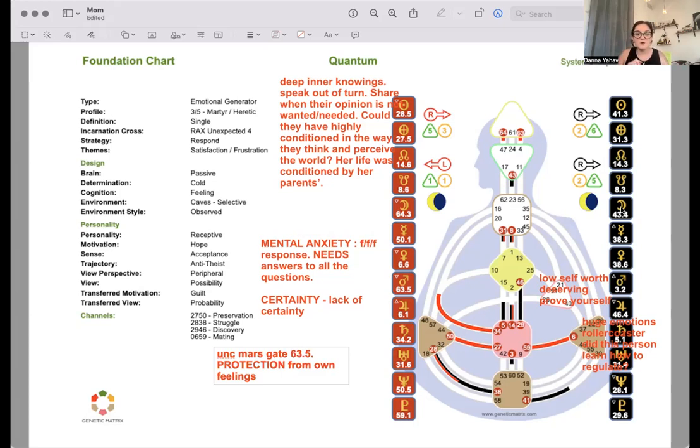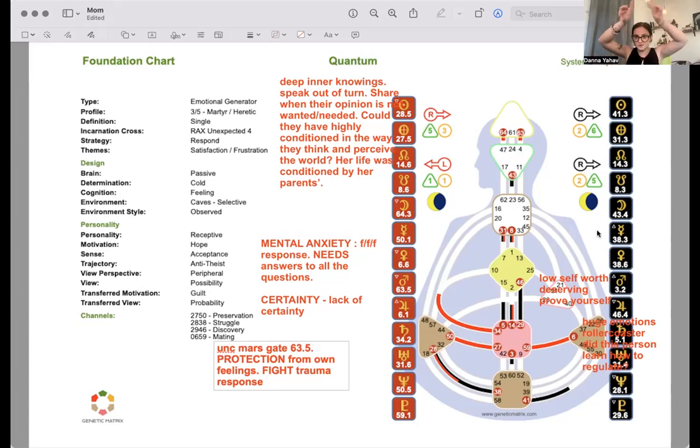Okay. So we know that we have some protection from their own feelings. We know that we have mental anxiety. We know that there is the fight trauma response for protection. Protection is survival. Whether it is, I feel like I'm not loved. I feel like I'm not worthy. I feel like I'm not deserving. Those are core needs. I feel like I don't belong. Those are core needs. Maslow's little core need pyramid thing, right? That is right up there with death, right?